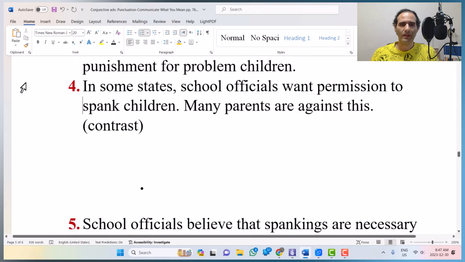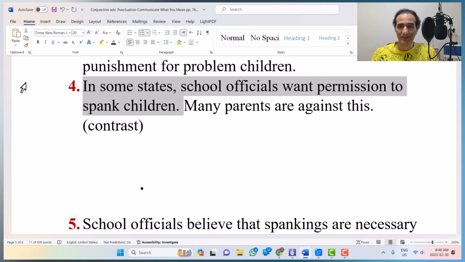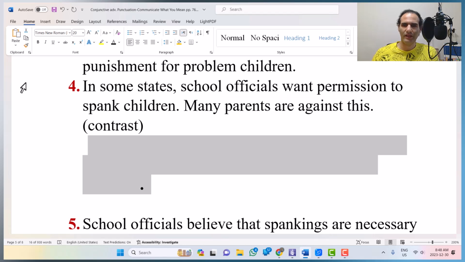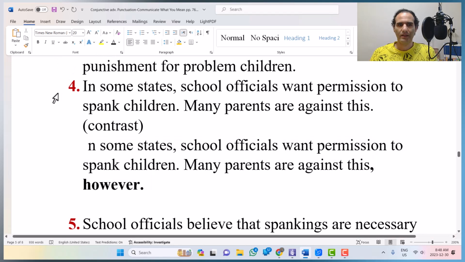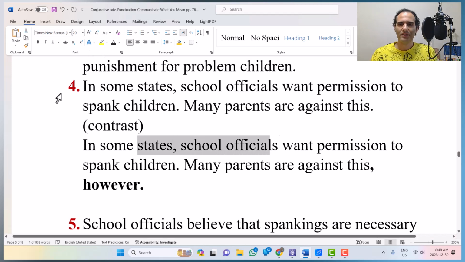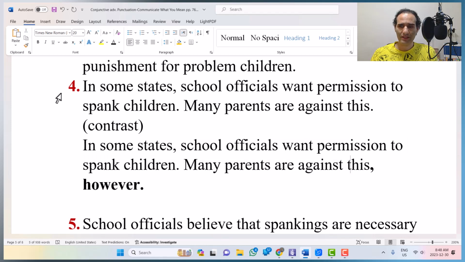Number 4, in some states, school officials want permission to spank children. Many parents are against this, so it should be a "however" or yes. In some states, school officials want permission to spank children. Many parents are against this, however. So I tried to put conjunctive adverbs in different positions in order to have a review of what we talked about in the previous session.